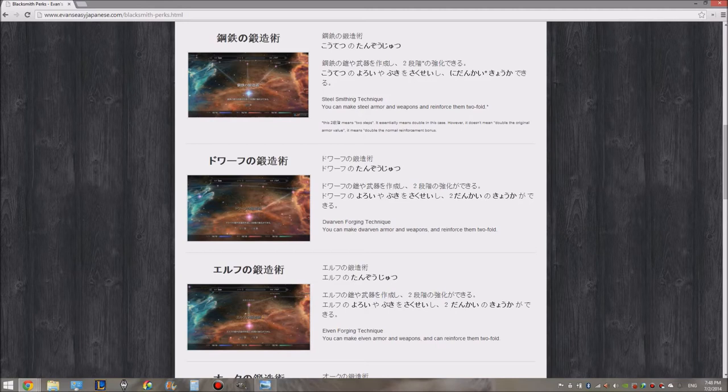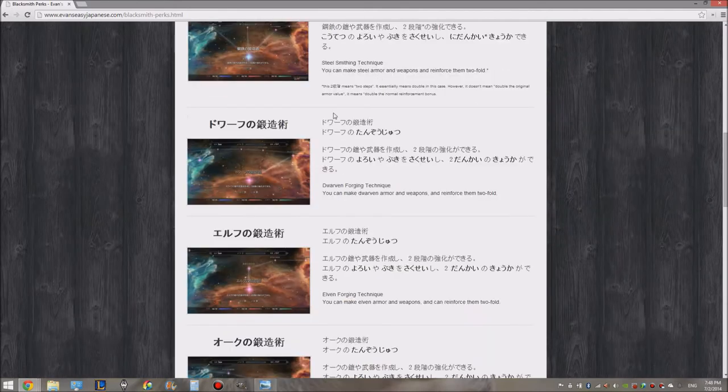These are basically two different sentences, but they're connected. So, Kotetsu no yoroi, yabuki o sakusei shi, able to create steel armor and weapons. And this verb, since it's of the te form, if you just leave everything before this, it'll apply to this right here. Nidankai kyouka dekiru. You can reinforce steel things double their normal amounts. You can make steel armor and weapons and reinforce them twofold.